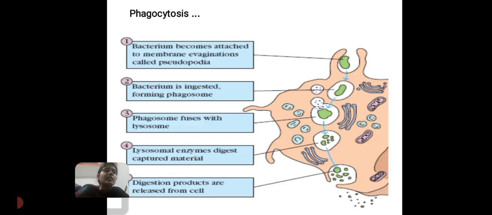Next, phagocytosis. There are five steps involved in this process. First, the bacterium becomes attached to the membrane. Second, invagination called pseudopodium forms and the bacterium is ingested, forming a phagosome. Third, the phagosome fuses with a lysosome. Fourth, lysosomal enzymes digest the captured material. Fifth, digestion products are released from the cell.